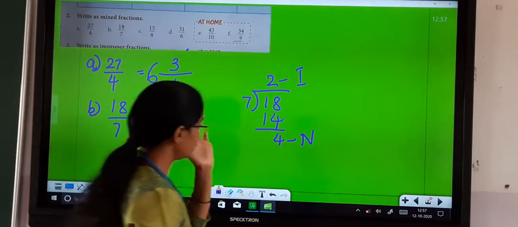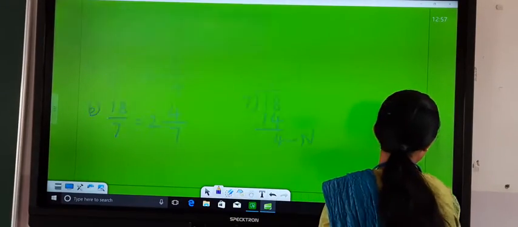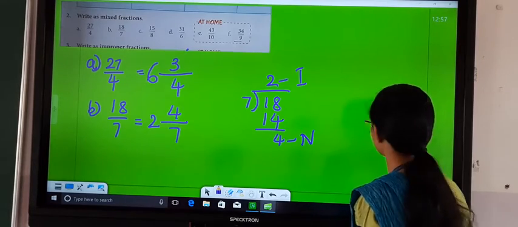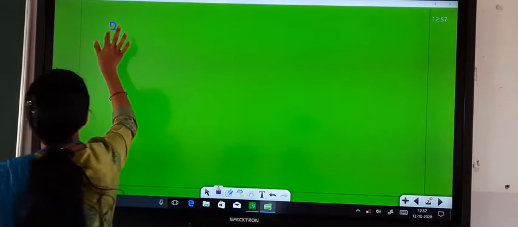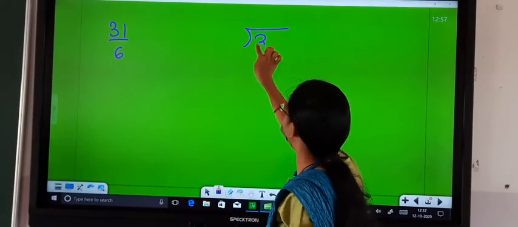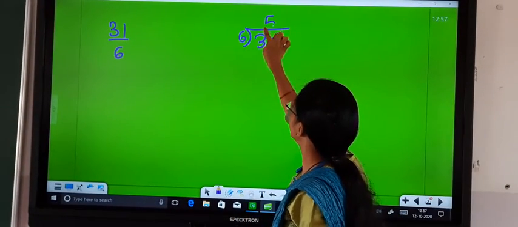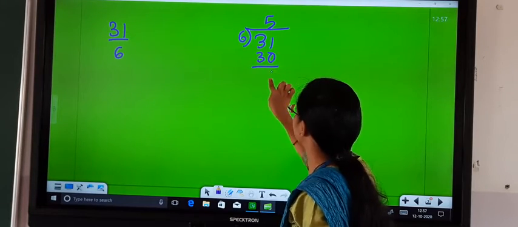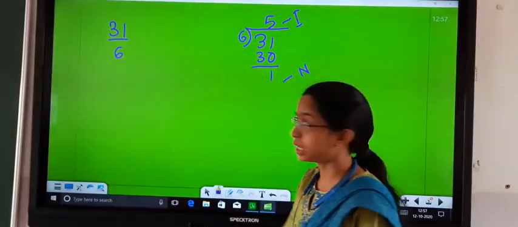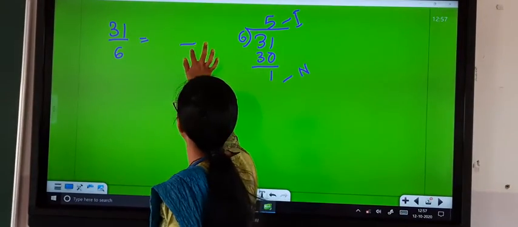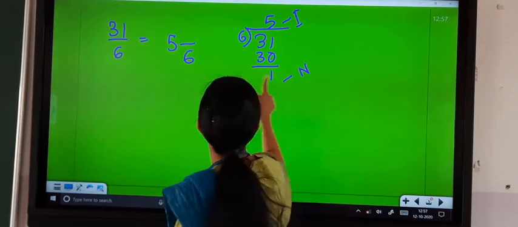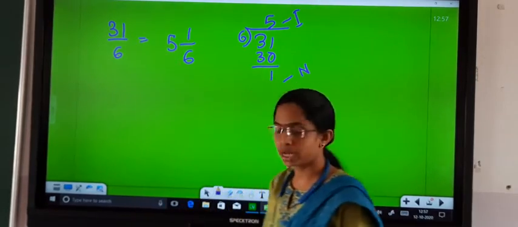Part D1 I will solve for you. 31 by 6. Here also the 6 stays as it is. 6 5s are 30. The remainder is 1. Here it is the integer part. Here it is the numerator part. 6 as it is. 6 5s are 30. Integer part 5. So the numerator will be 1.